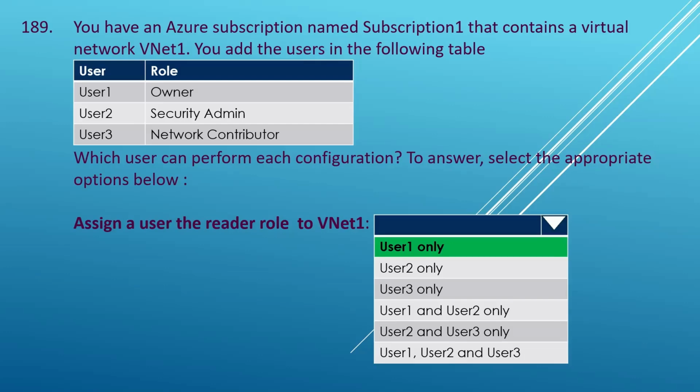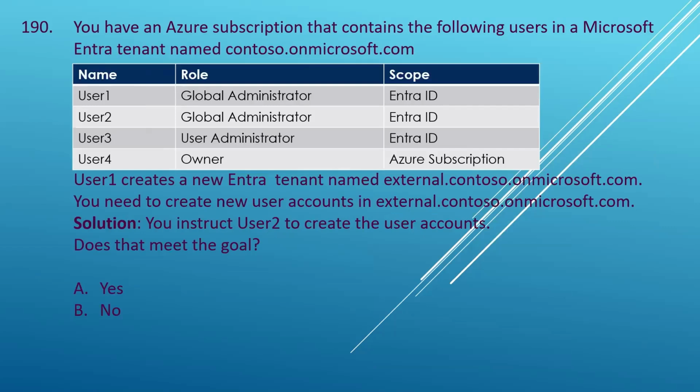Let's look at question number 190 of the series. You have an Azure subscription that contains the following users in a Microsoft Entra tenant named contoso.onmicrosoft.com. Basically, you have 4 users with the names user 1, user 2, user 3, and user 4. User 1 and user 2 have the global administrator role at Entra ID scope. User 3 has the user administrator role at Entra ID scope. And user 4 has the owner role at subscription scope.